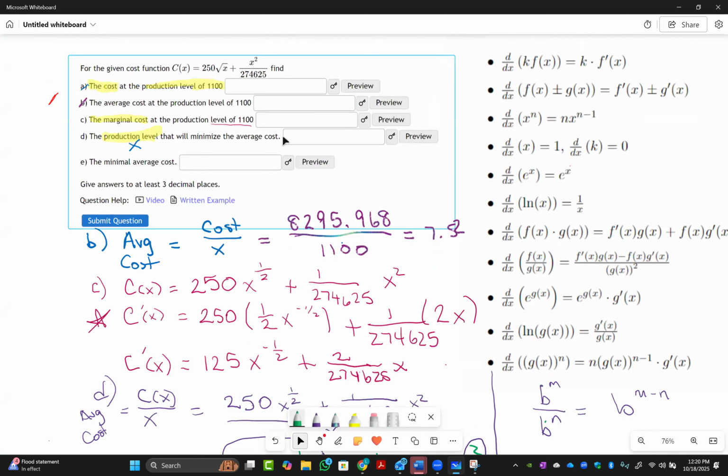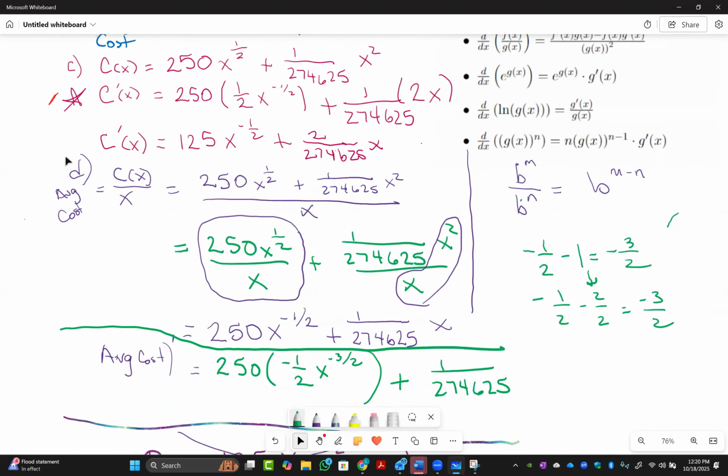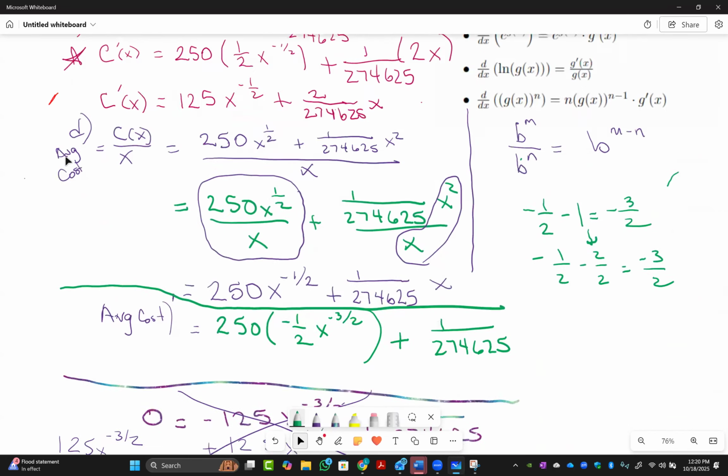We only found up to the minimum average. No, we didn't find the minimum average cost. We found the production level that will minimize the average cost. We still have to do E. But go ahead, ask me a question about what we have done so far. Yes, on D, keep going all the way down.